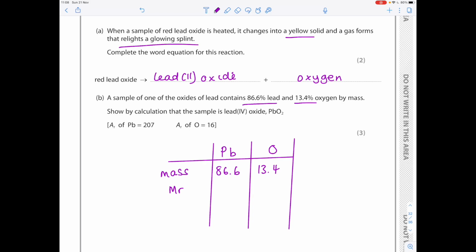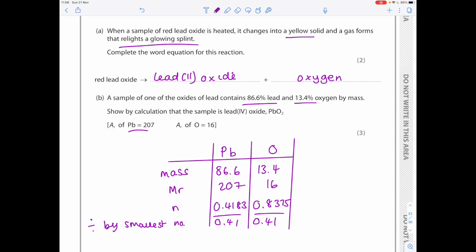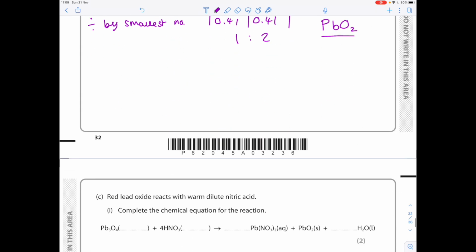Then we want their relative atomic mass. I'm just going to write MR here. We know that that's 207 and 16. So to find the number of moles, we do mass divided by MR. 0.4183. 13.4 divided by 16. 0.8375. Now you want to divide by the smallest number. 0.41. Divide both by that. And you'll get a ratio of 1 to 2. PbO2. Which, guess what, is what they told us it would be in the question, so we know we've definitely got it right.